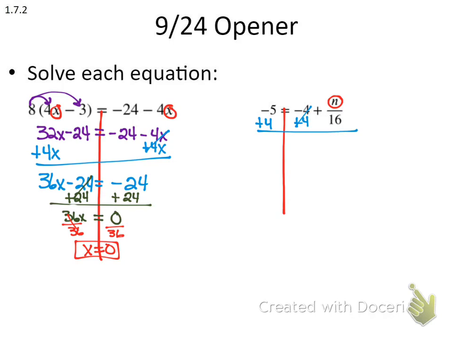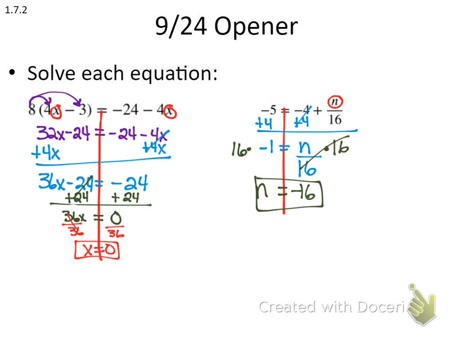So -5 plus 4 is? Anybody? -1 equals n over 16. Now I have a one-step equation. How do I get the n by itself? Times 16, by each side. That cancels. 16 times -1 is? So I'm going to have n equals -16.